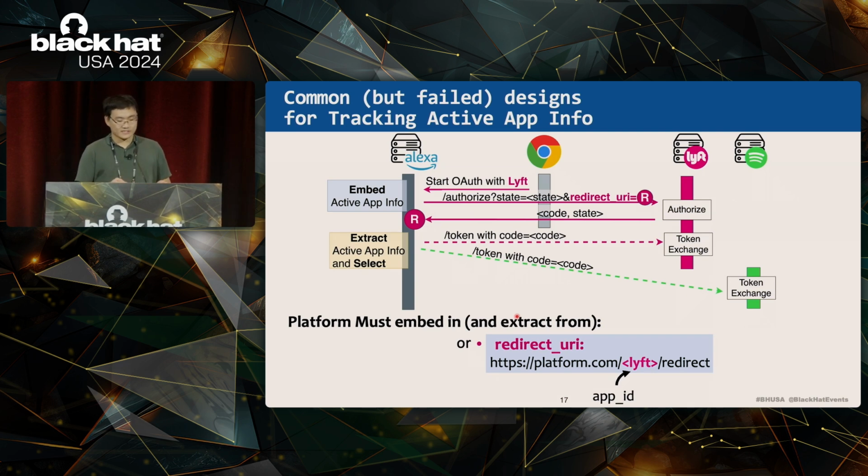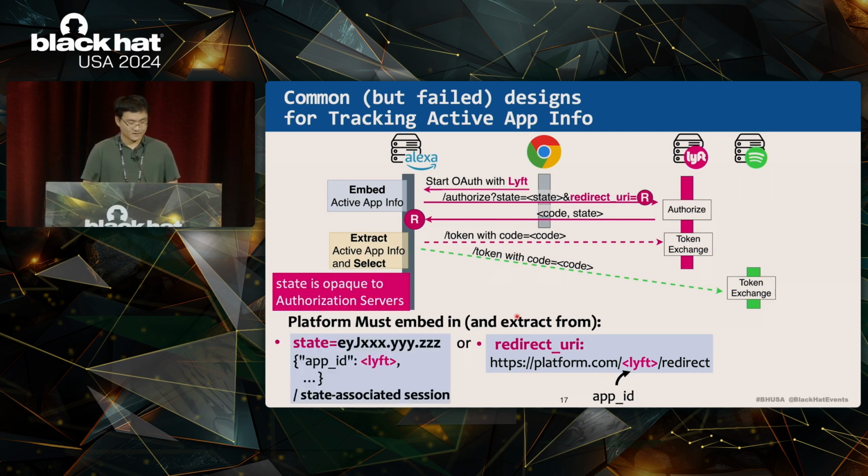However, it turns out that this information alone is insufficient from a security standpoint. Why? Because, say, for the state parameter, it only reflects how OAuth is started, but it cannot track how OAuth ended up. The state is opaque to the authorization servers, so the state could actually travel along the OAuth flow to multiple authorization servers, but the platform and the authorization servers would know nothing about it.